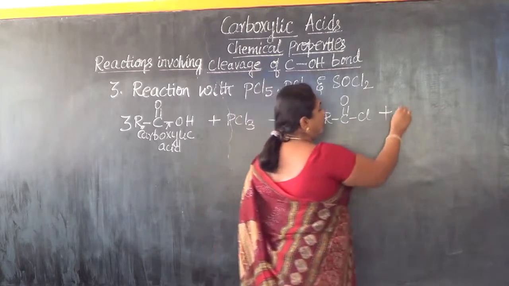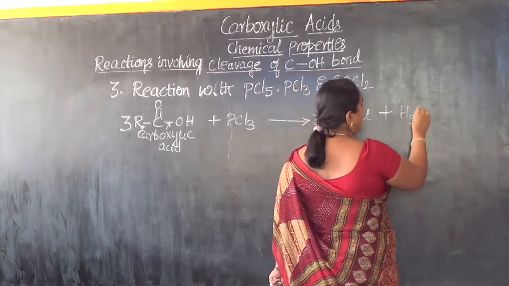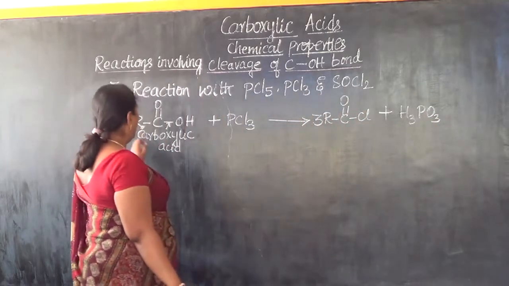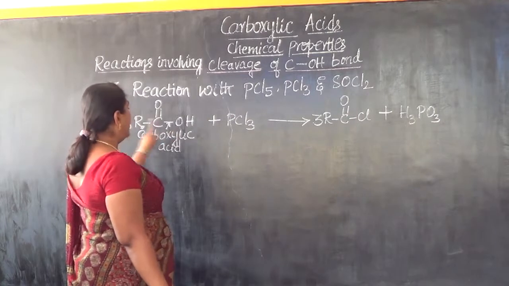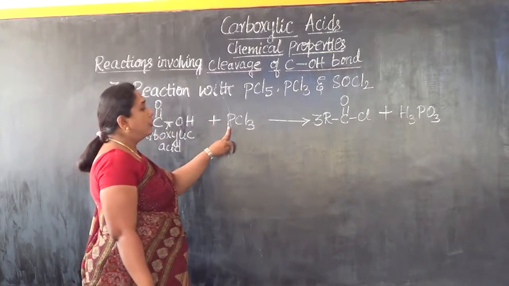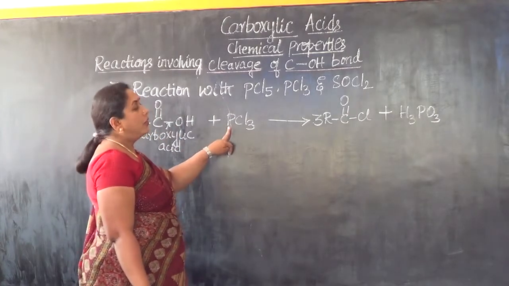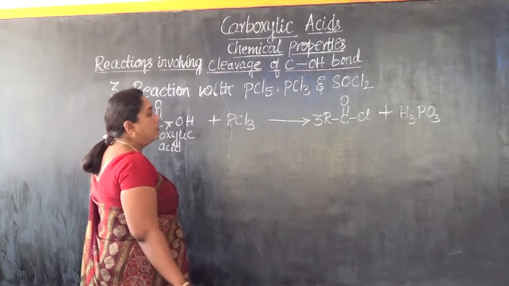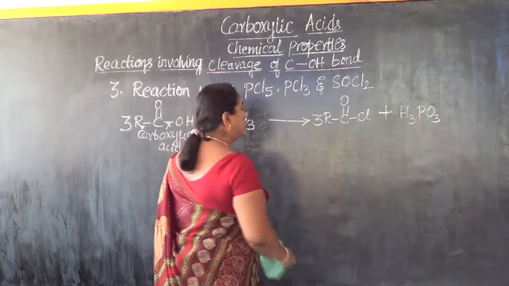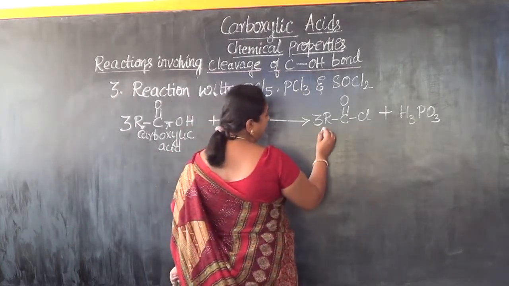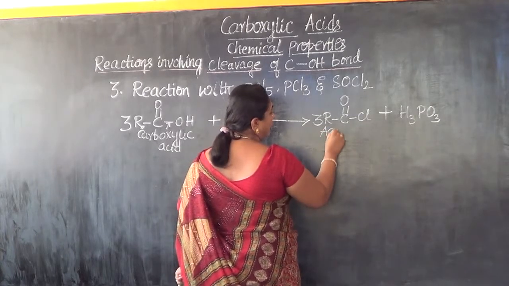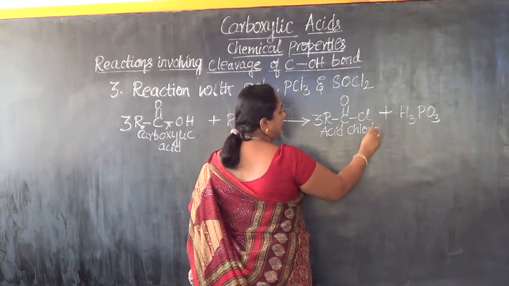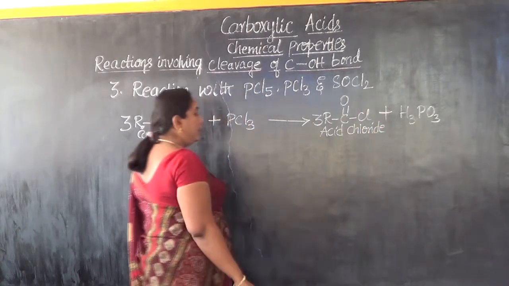Along with this we will obtain H3PO3. You can see that there are 3 H and then 3 O and then only 1 P. All of them will combine forming the phosphorus acid. So now what is the major product that we are going to obtain? We get acid chloride. Acid chloride as our major product, like in the previous case.